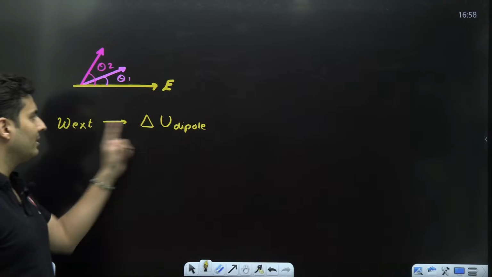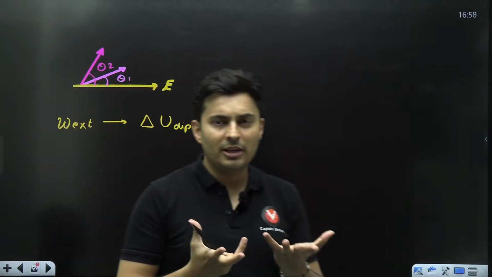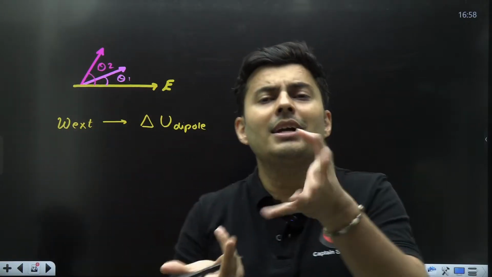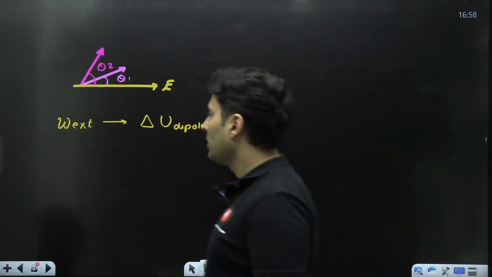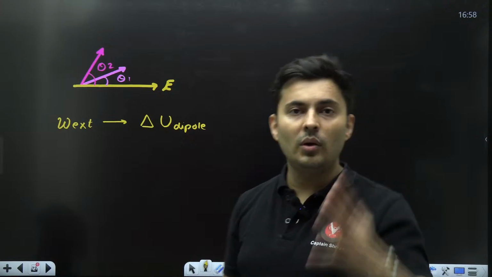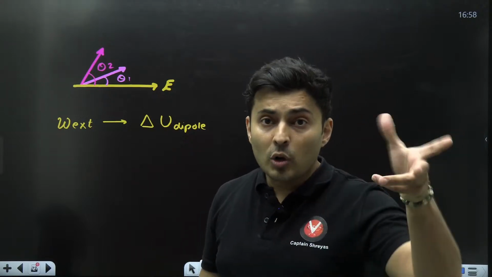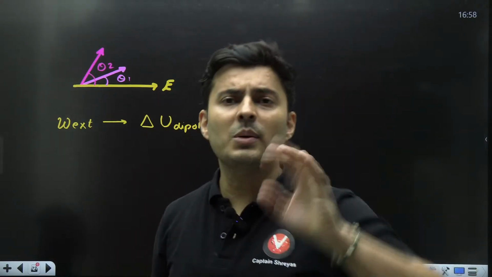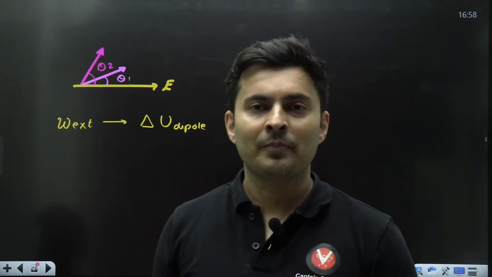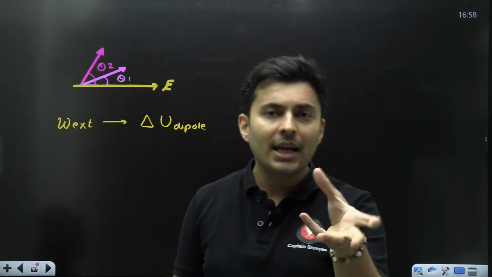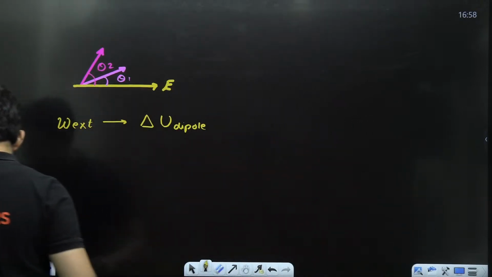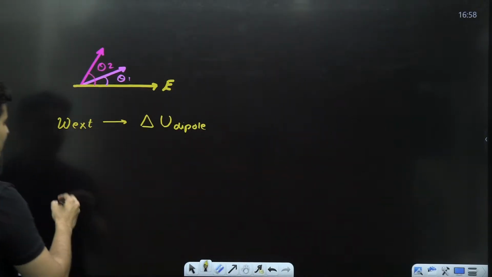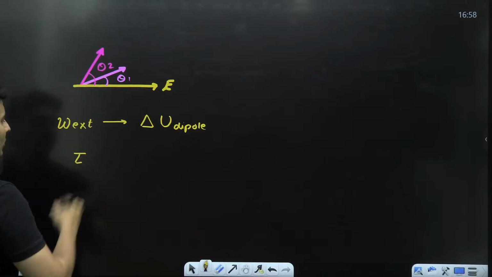Do you guys agree with this? If I do 10 joules of work, where will it go? In increasing the potential energy of that dipole. Fair enough. Usually work was force into displacement. But for rotating bodies, what's the equivalent of force? Torque. What's the equivalent of displacement? Angular displacement. Hence, this work done externally, instead of writing force into displacement, will be torque into angular displacement.